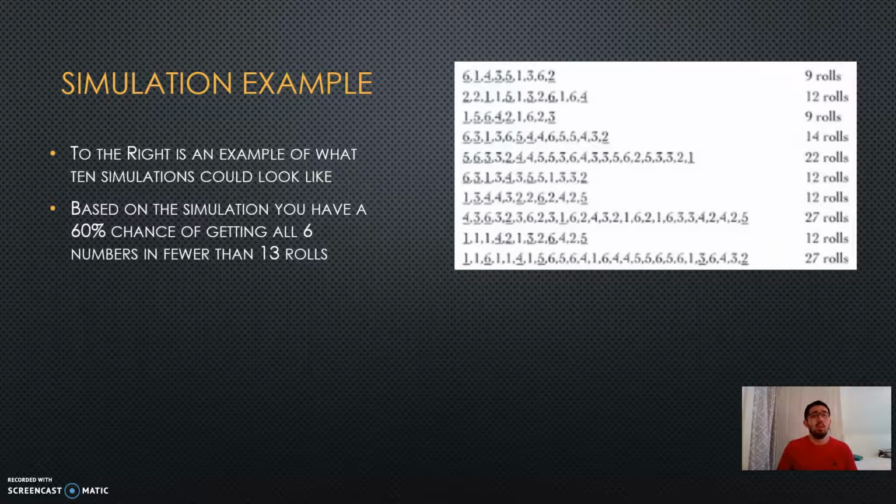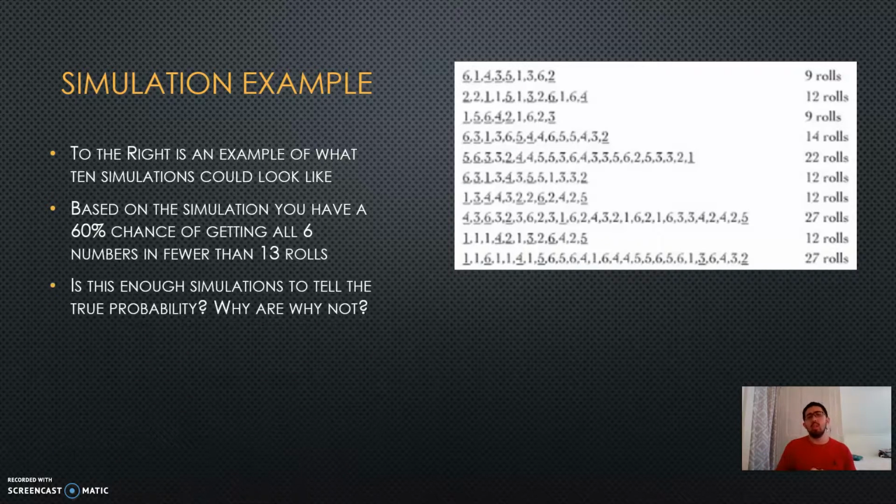Now, my question is, is this enough simulations to tell the true probability? Why or why not? The answer is, well, probably not, because the law of large numbers states that the more simulations we do, the closer we get to the true probability. And 60% maybe isn't a bad estimate, but it may not be accurate. So we need to do a lot more simulations to find the true probability.